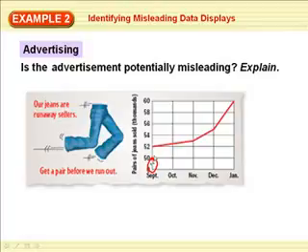And then small intervals and histograms, there's only 2 numbers in each of those intervals. So it's not really taking the data and putting it into groups where you can understand it. So check this out. Is the advertisement potentially misleading? Explain. Our jeans are runaway sellers. Get a pair before we run out.